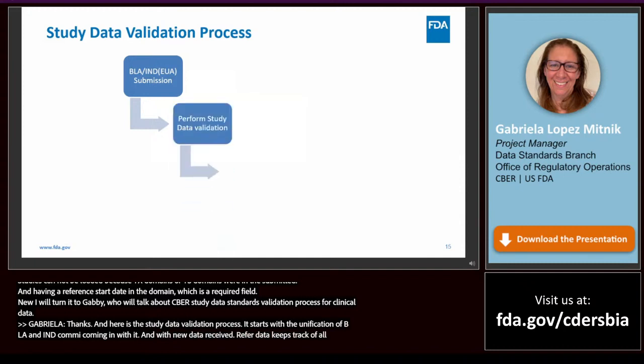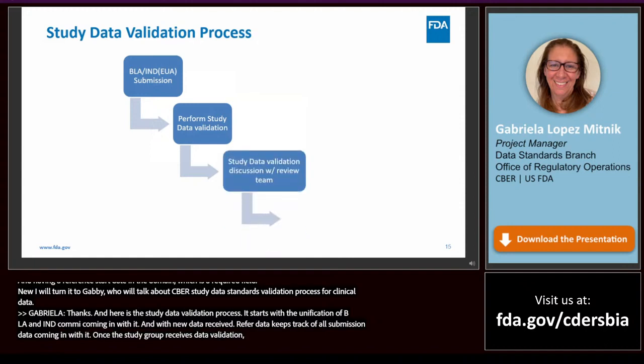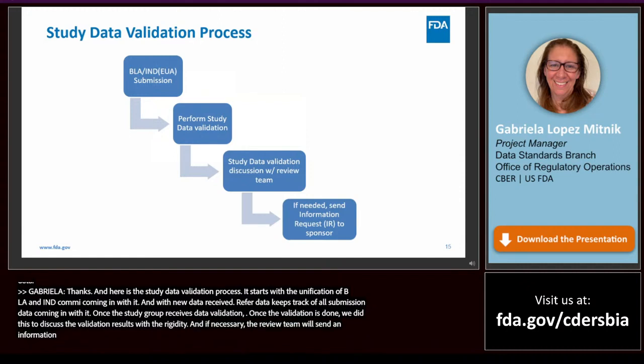Once CBER Data Standard Group receives the notification, we will communicate with the review team to perform the study data validation. Once the validation is done, the Data Standard Group discusses the validation results with the review team. And if it's necessary, the review team will send an information request to sponsor requesting clarification and additional information.